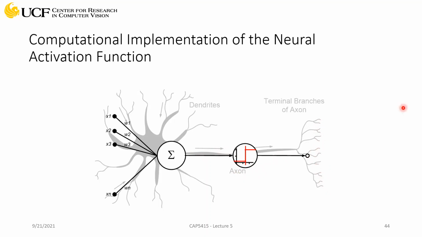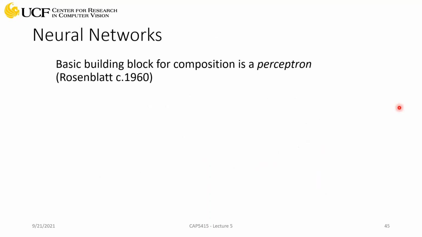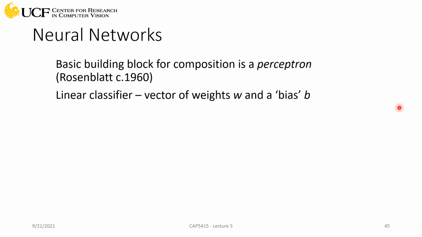So that was the analogy. And so the basic building block is actually the perceptron, the figure I showed you in the last slide. And you can use this perceptron for a linear classifier. The idea is that you will only need some set of weights, which you can call a vector of weights, and a bias b. All right, so let's try to understand this.